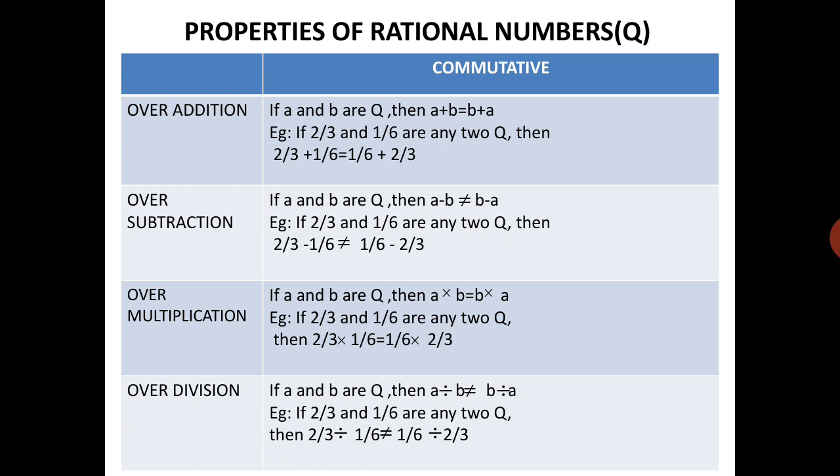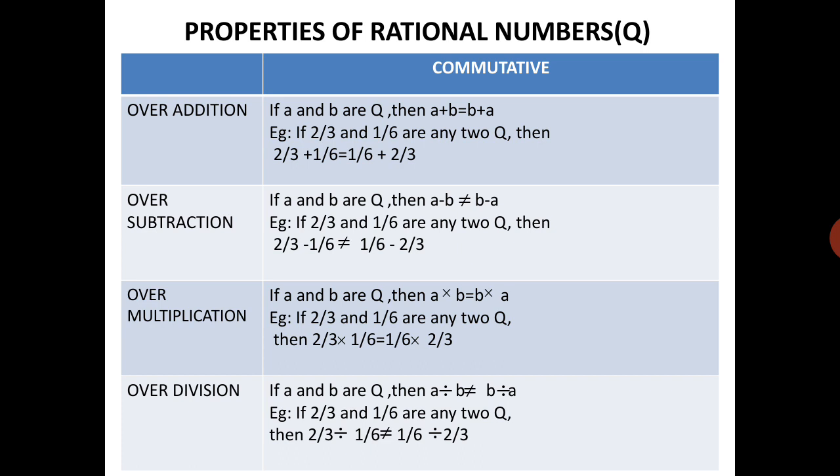And here also one example is there. When we solve both left hand side and right hand side, here we'll see that the answers are not at all the same. So commutativity, or the commutative property, does not hold true for subtraction.